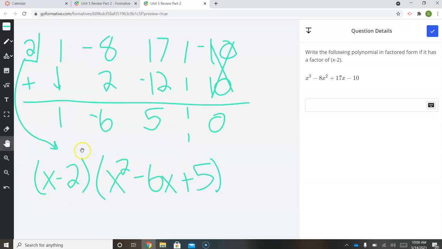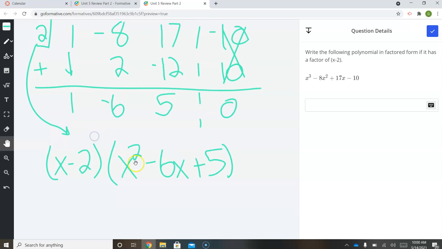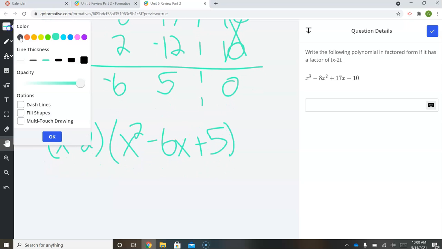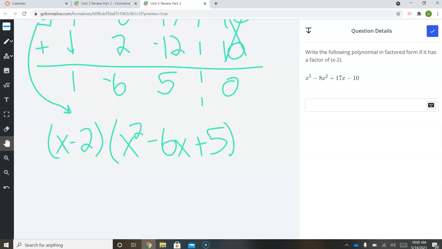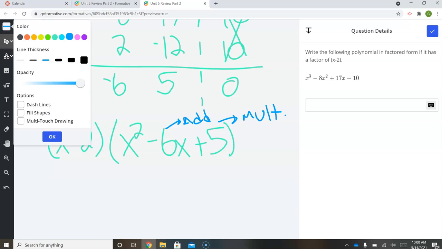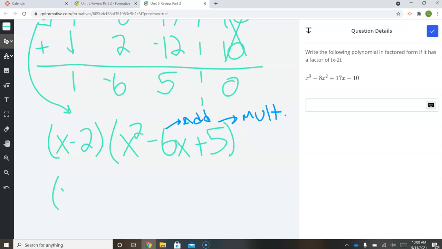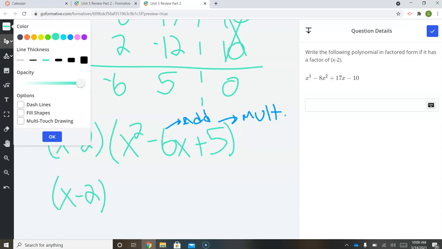But I'm just not completely done yet with this one. So I did my synthetic, I made it a quadratic, but I need to check to see if I can factor this new quadratic. So I'm just going to write that really quick. We are factoring this. So multiply to 5, add to negative 6. So I'm going to write kind of what we have still. My x minus 2 drops down. That is part of my factored form. You cannot forget that guy. But then let's factor this new one.